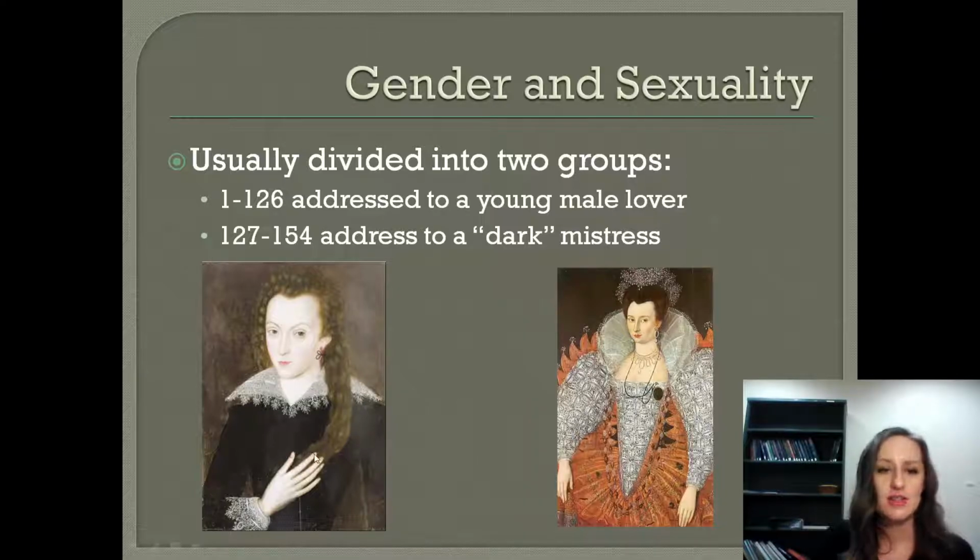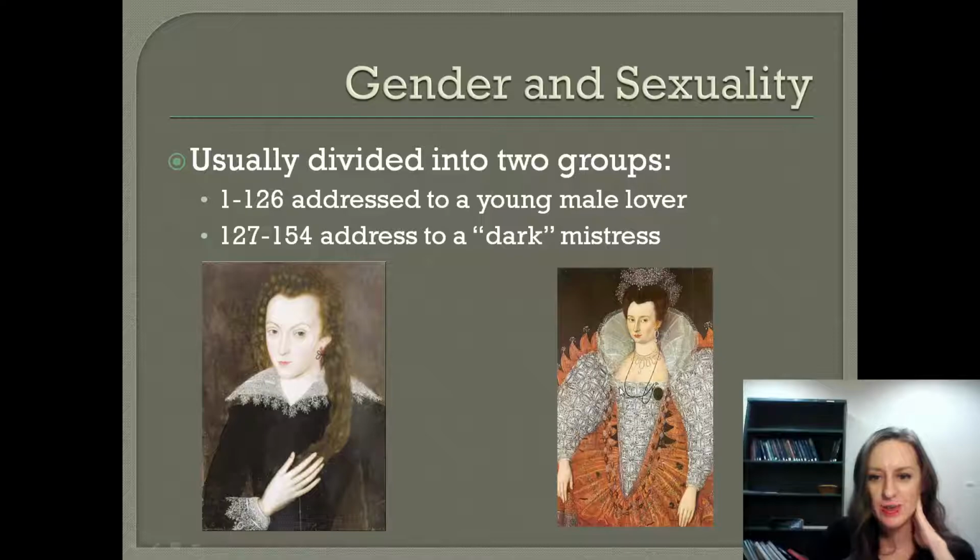So what I have here is a portrait of one potential option. This is Henry Wriothesley, Earl of Southampton. This portrait was made sometime between the ages of 17 and 20, so he was definitely a young man when this portrait was made. Other suggestions: there's another Earl, William Herbert, the third Earl of Pembroke. That's a possible candidate for Shakespeare's young man that he addresses, and we'll talk about some reasons why those two young men specifically are candidates in just a second.